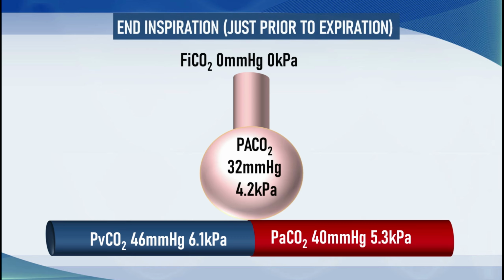At the end of inspiration, just prior to exhalation, having inhaled air that contains essentially no carbon dioxide, there is a 20% increase in alveolar volume, and as a consequence, the partial pressure of CO2 in alveolar gas drops to about 32 millimeters of mercury or 4.2 kilopascals.